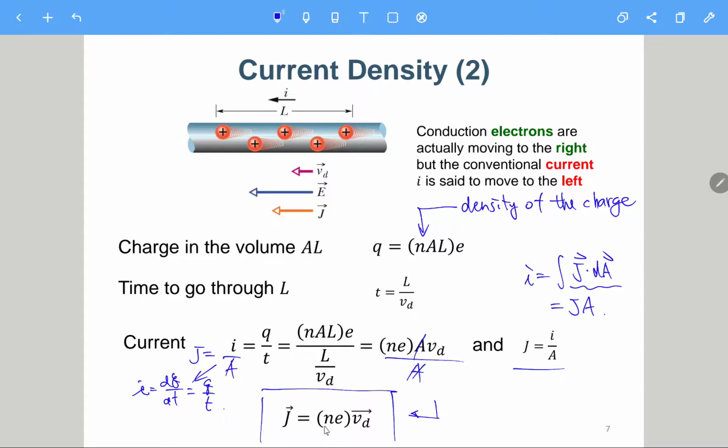So N is the density of the charge, and e is of course a constant, 1.6 times 10 to the minus 19. So the current density is proportional to the velocity of the charge. Of course, the direction is the same, so we can write it as a vector.